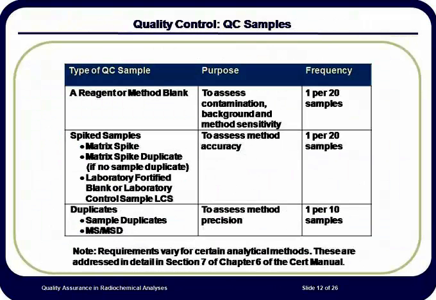The table on this slide identifies the types of quality control samples required for each batch of samples and the frequency with which these QC samples should be performed. The certification manual has additional information regarding the requirements for these samples. When samples such as these meet the predetermined acceptance criteria, the results provide assurance that the method is working properly and the analytical results are reliable.